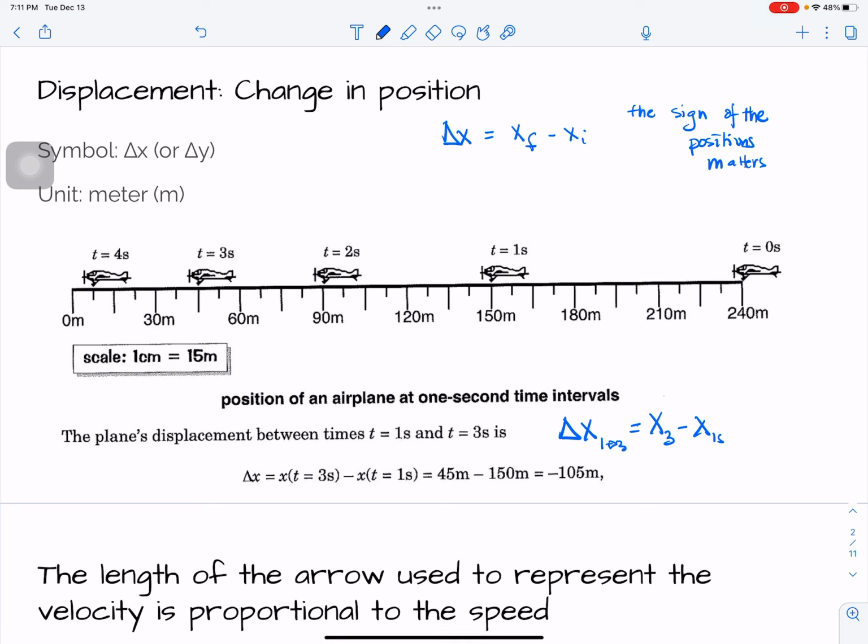All right, so at 3 seconds, we're right here. So this is x final. And at 1 second, we are right here. So this is x initial. I know that's not x0. We're talking about our initial position at 1 second. And so my final position is 45, and we're going to subtract our initial position, which is 150 meters, and that gives us minus 105 meters.